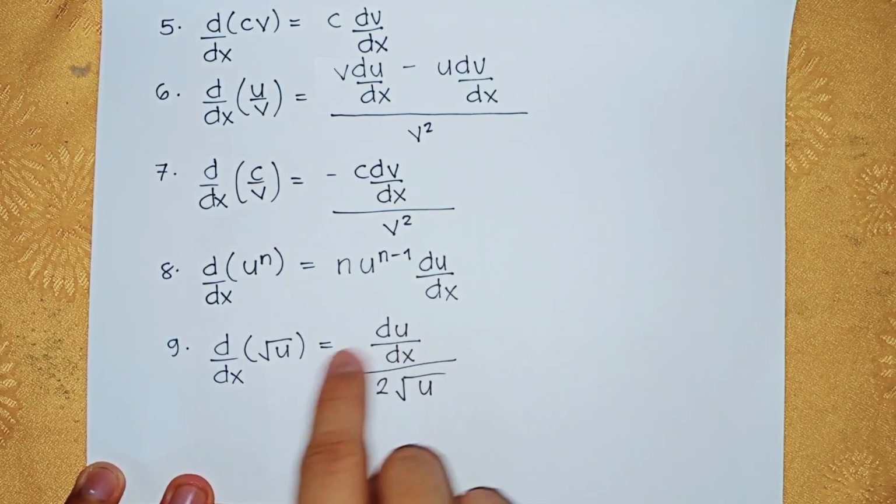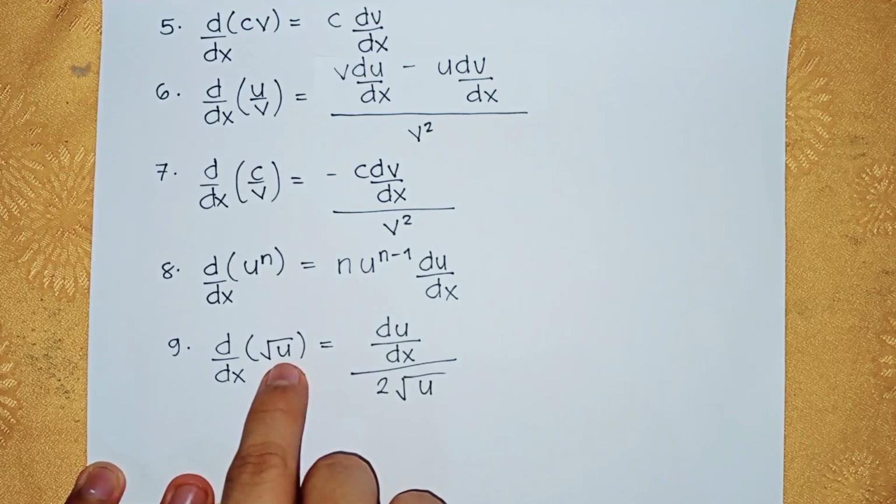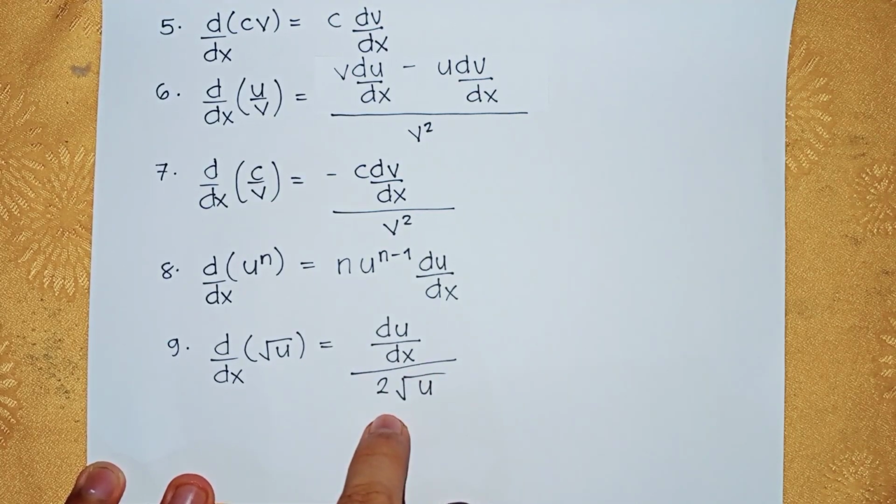The derivative of the square root of a function is equal to the derivative of the function divided by 2 times the square root of the function. So, later we will also give examples.